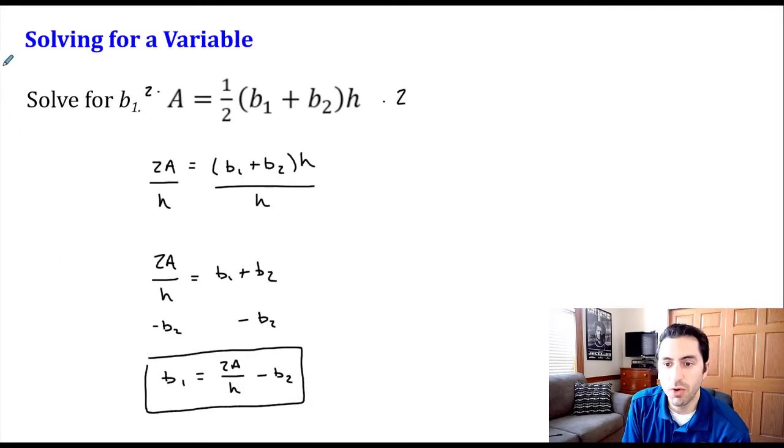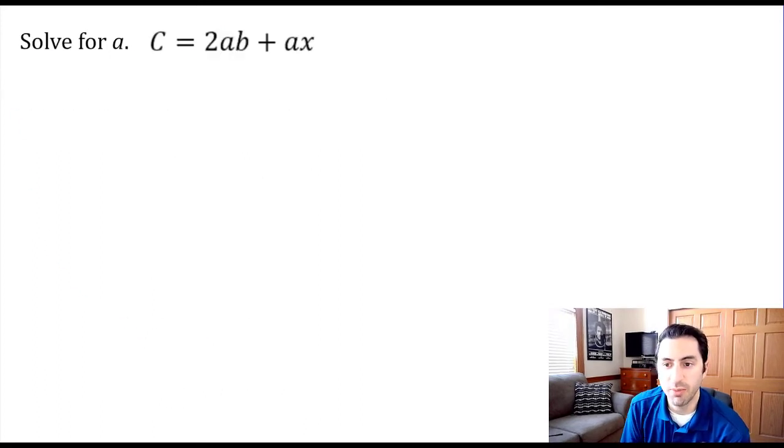Let's try one more. In the second example, we actually need to use a little mathematical trick. It says solve for A. I have C is equal to 2AB plus A times X. Now, the thing with this one is A is actually in two spots, in two separate terms. Because of that, I need to use a little mathematical trick to get those A's back together.